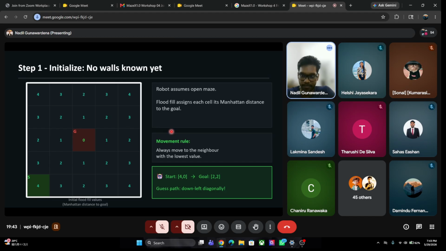Initialize no walls, none yet. So at first, let's take this as the starting point of the micromouse, and this is the goal, the middle of the maze that the mouse needs to navigate to. We do not actually know where the walls are, so we assume at first there are no walls in the maze, right? If we assume that there are no walls, let's just apply flood fill then.